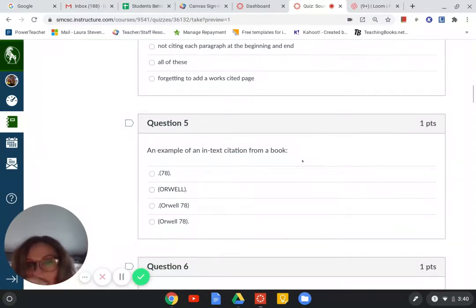Aha. Number 5. An example of an in-text citation from the book. Well, we'll have an author's last name and a page number, and the period will go at the very end. The very end. Aha, it's this one. Yep.